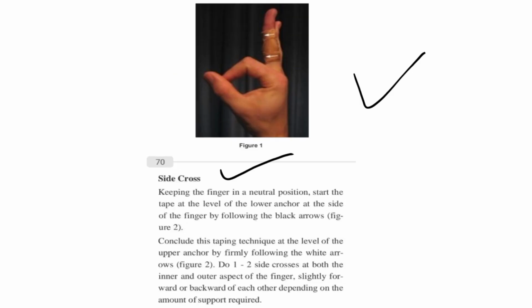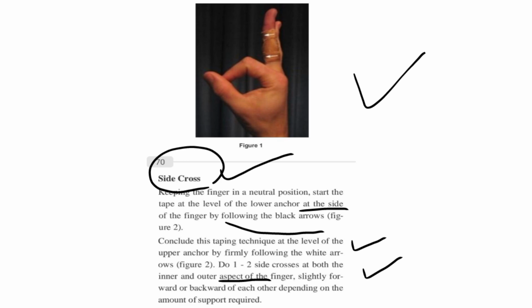Side crossing. Finger in a neutral position, start at the level of the lower anchor at the side of the finger by following the black, and it also ends at the white arrows. Do 1 to 2 side crossings at both the inner and the outer aspect of the finger. Slide forward or backward of each other depending upon the sport required.